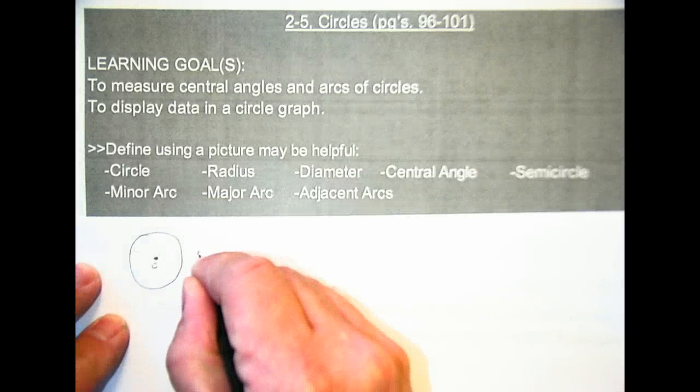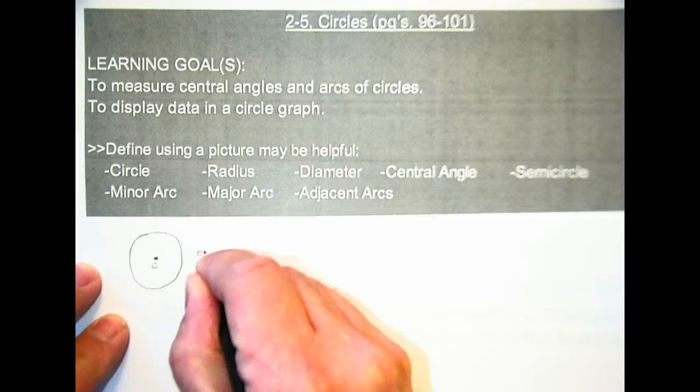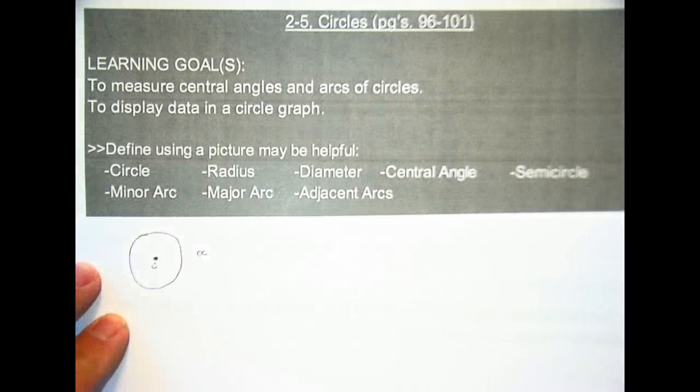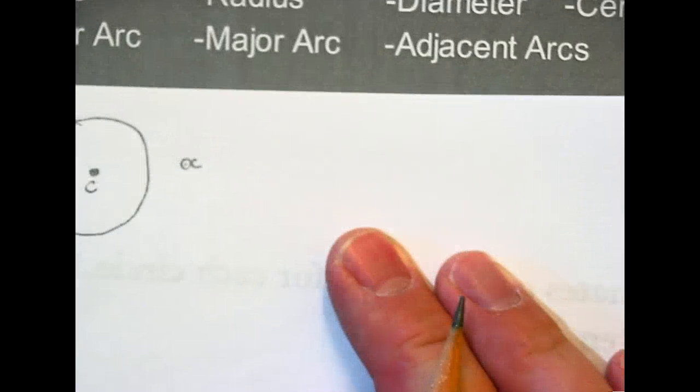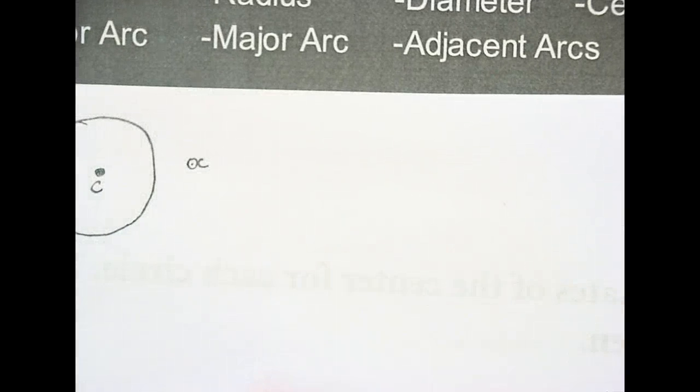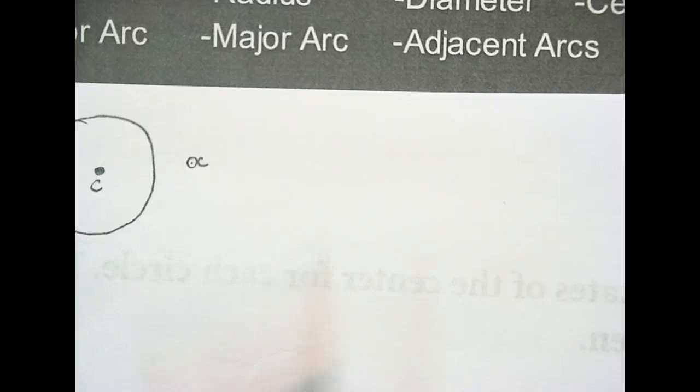And so sometimes you see a little symbol like that, read as circle C. Okay, kind of tough to see, but all right. So that might be how you actually see it labeled on a paper. Okay, you go by that center point.